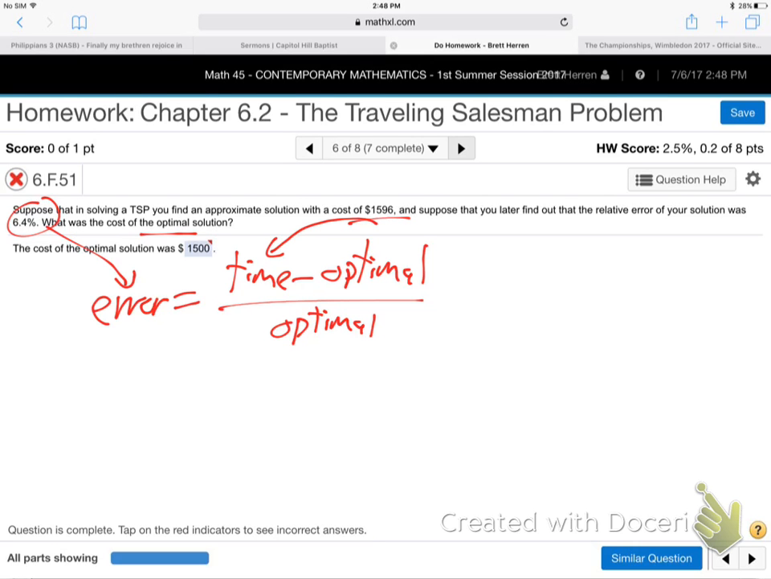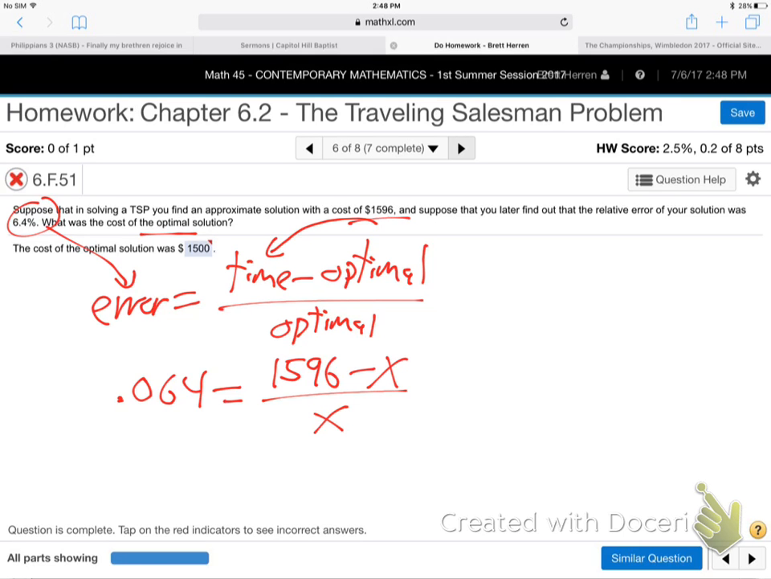Turn that into a decimal, 0.064. The time, or the cost, is $15.96. Minus, I don't know the optimal, call it X. Solve the equation for X. Let me slow down there, and then I'll show you some algebra. Did everybody see what I did there?